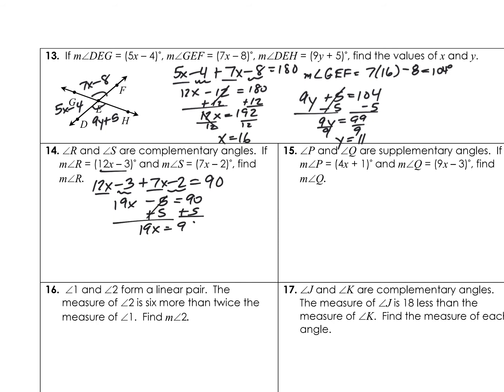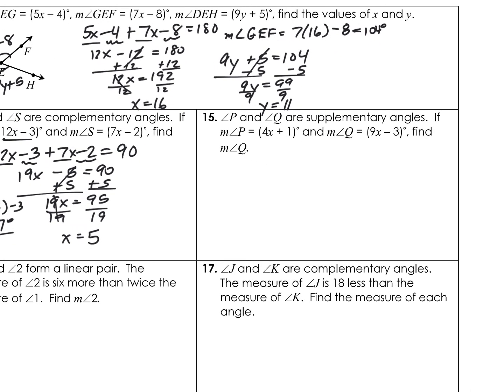19x equals 95, and then divide by 19. X equals 5. If x equals 5, then the measure of angle R is equal to 12 times 5 minus 3. 12 times 5 is 60, minus 3 is 57 degrees.